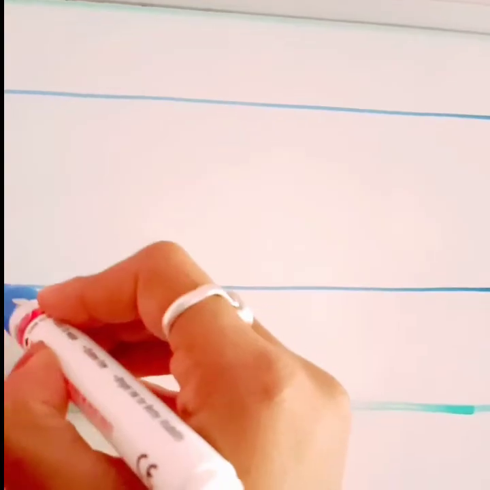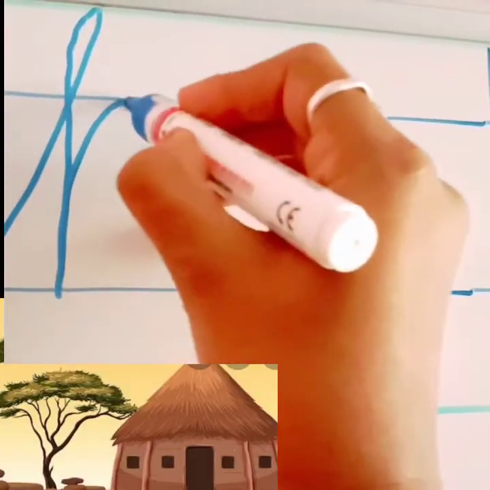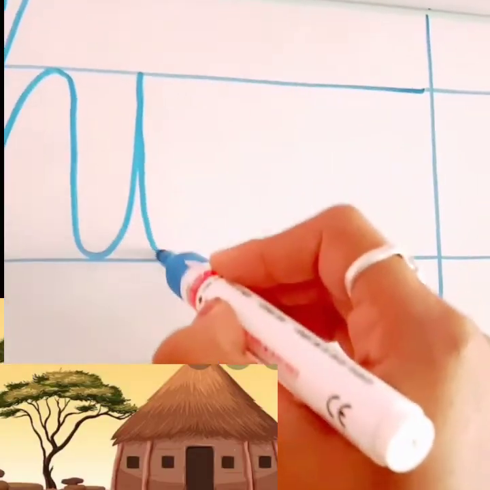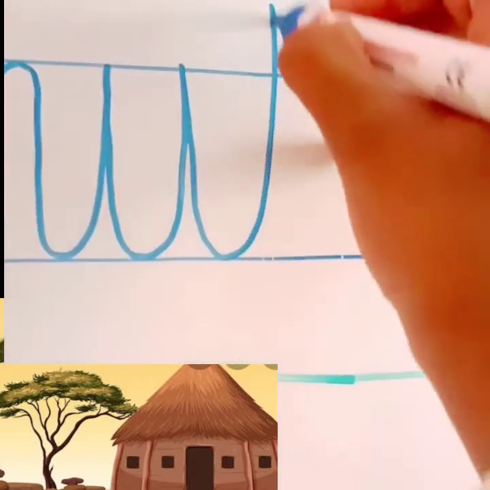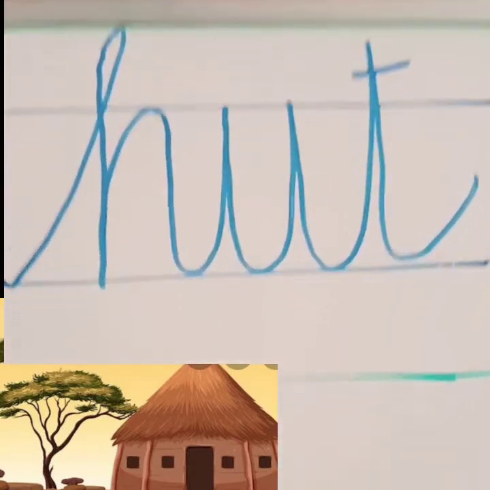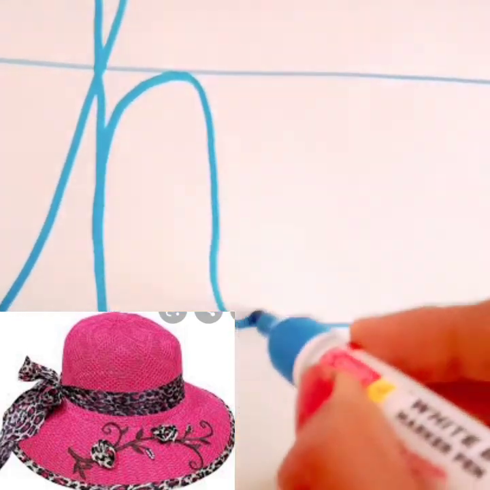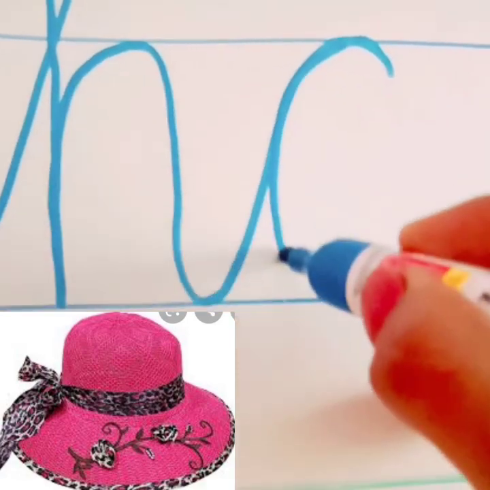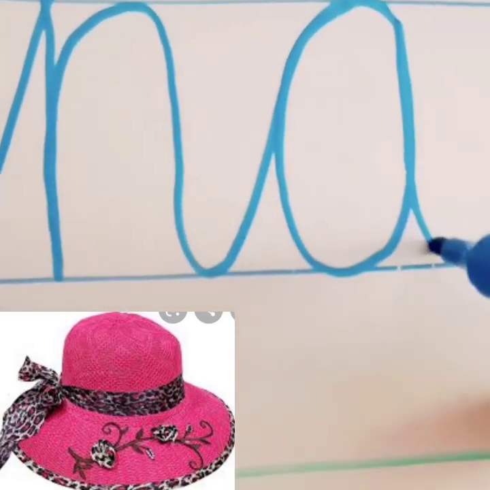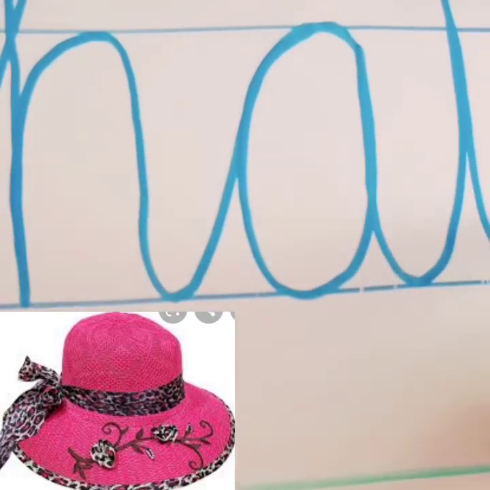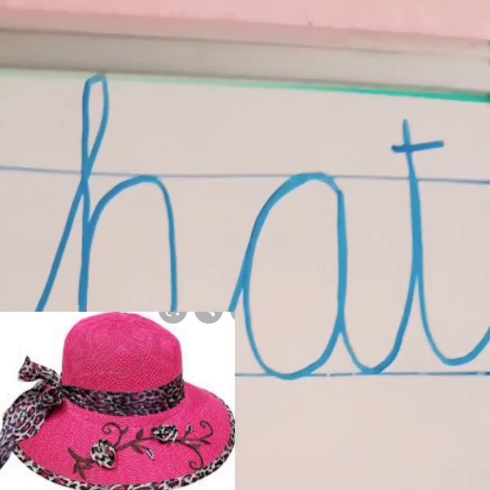Next is H. H for hut. H. U. T. Hut. And H for hat. H. A. T. Hat. Okay.